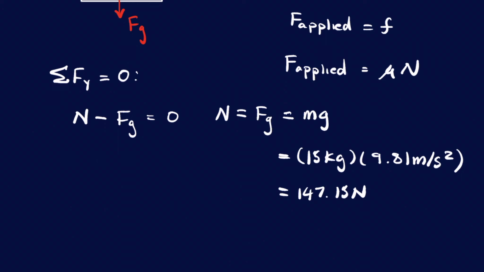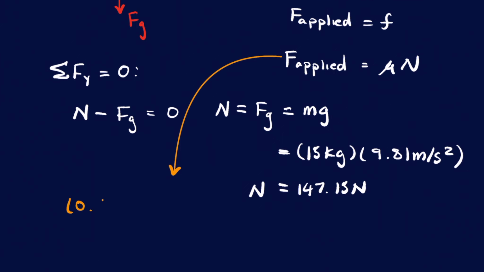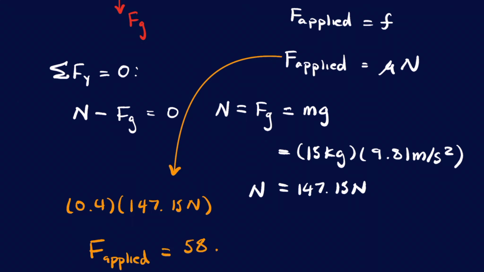So now we have the normal force, and we know what the friction coefficient is, so now we can just simply find the force that we need to push the box forward. So if we do 0.4, which is unitless by the way, times 147.15 newtons, then the applied force that we need is equal to 58.86 newtons, and that is the right answer. So again, what this means is that the guy, in order to move the box along the flat surface, must push it with a force of 58.86 newtons.